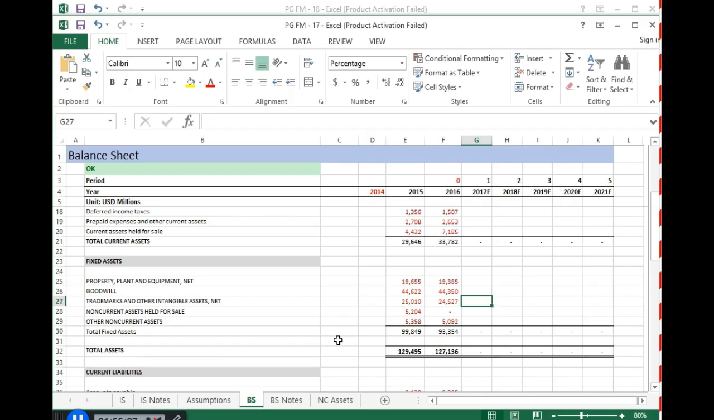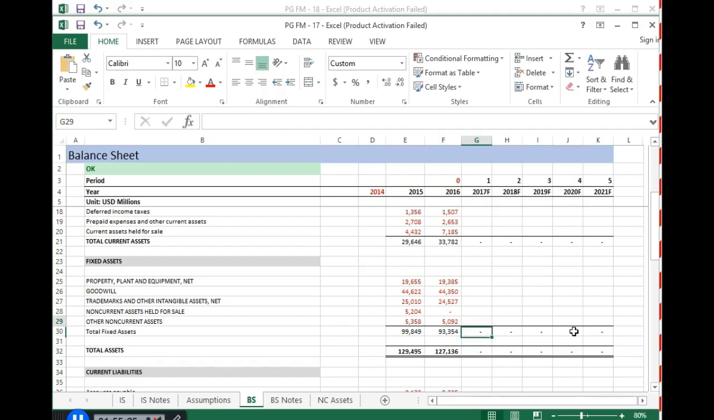Trademarks and other intangibles: again, no acquisitions, no disposals, so keep it straight. Non-current assets held for sale were already sold in 15. There are no non-current assets as of now, so state it as 0. Other non-current assets: again, nothing tangible which we are expecting to impact our income or cash flow. So take it as it is and state it.